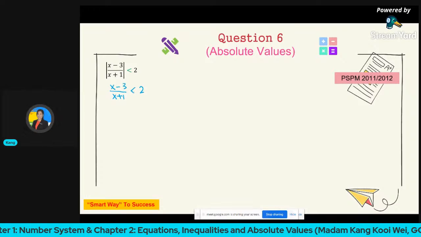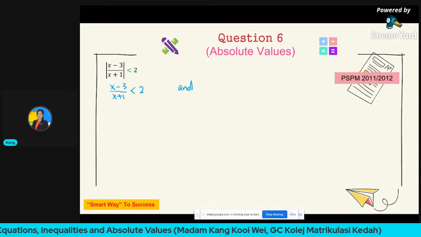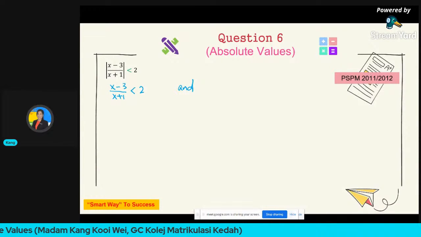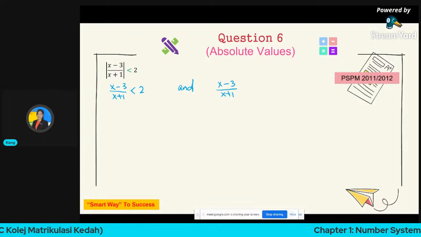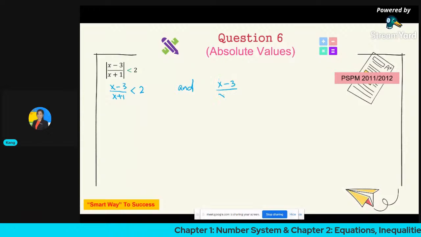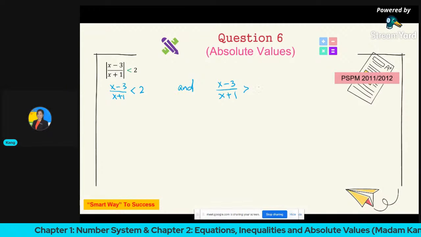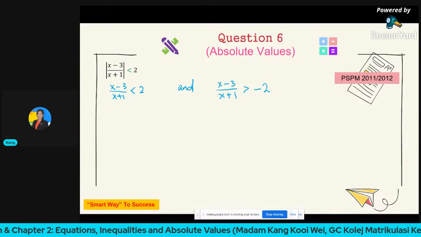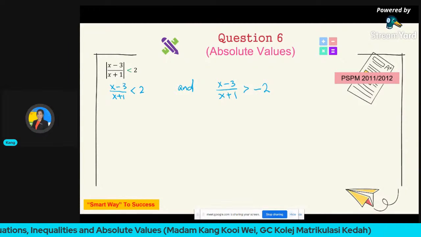Less than 2. Less than sign is "and". Then again, copy down the same. For this one, we need to change the sign. When you change the sign to become greater than, remember to add the negative sign in front of the 2. Done already for opening the modulus. For this part, you will get 1 mark.